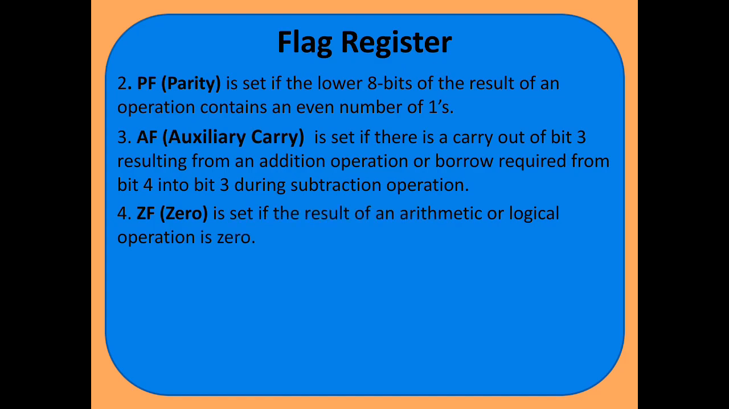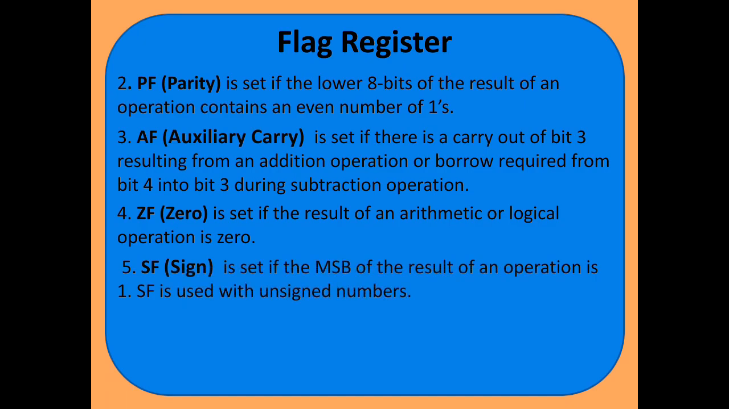And the zero flag represents whether the result is zero or not. If it is 0, the result is non-zero. If it is 1, the result is zero. Sign flag: the sign flag represents the information about the sign of the result. If it is 1, it is a negative number, that is a negative sign. If it is 0, it is a positive number, that is a positive sign.